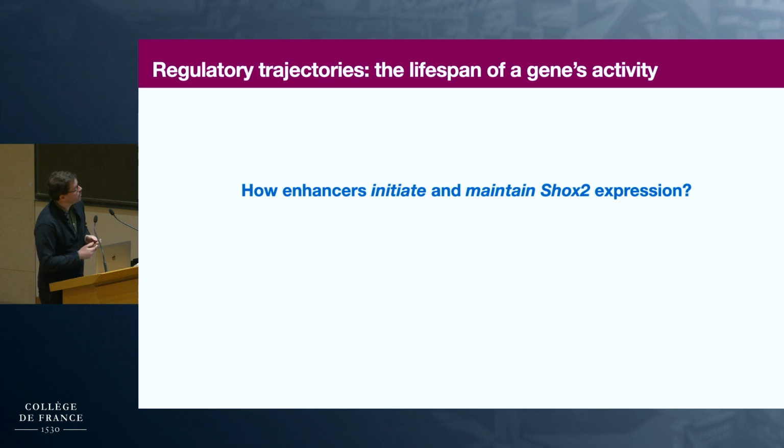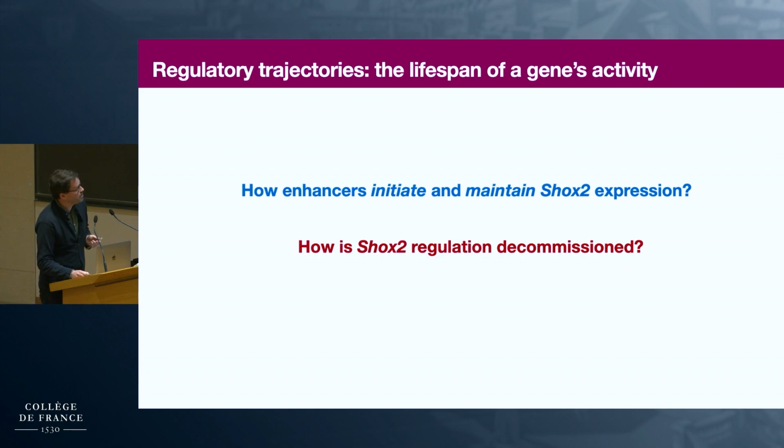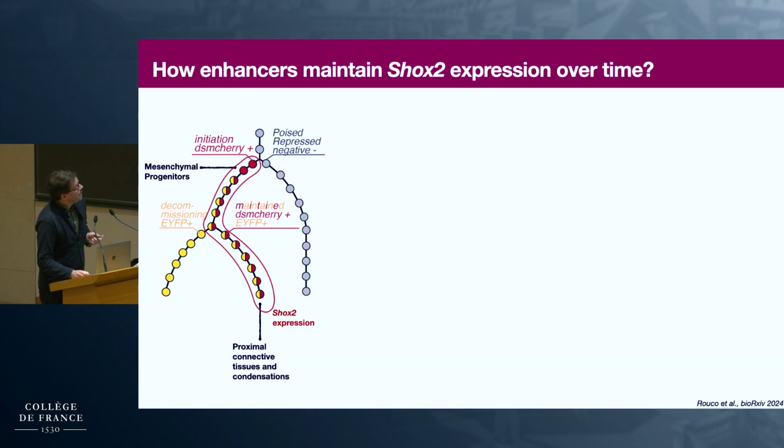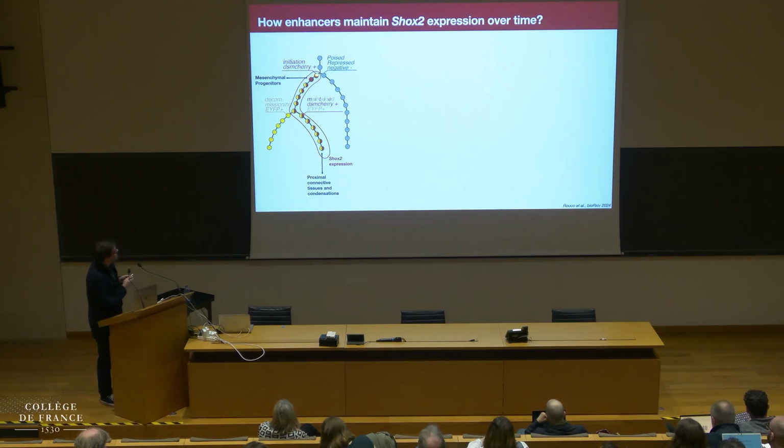So with that, I'd like to answer two questions, or start answering two questions. How do enhancers initiate and maintain SHOX2 expression, and how is SHOX2 regulation decommissioned, so how is it stopped? So to look at how regulation is activated and kept, we looked, of course, at the active trajectory that starts, as I said before, in mesenchymal progenitors and ends up rather in proximal connective tissues.